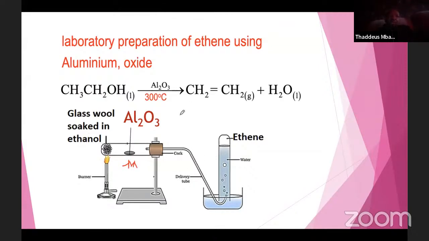These are the things the examiner will tell you: draw a setup for preparation of ethene using aluminum oxide and ethanol. You find someone has drawn the diagram with a funnel, then puts aluminum oxide in the funnel and ethanol there. That will be very costly for you. So that's the setup that is used to prepare ethene using aluminum oxide.